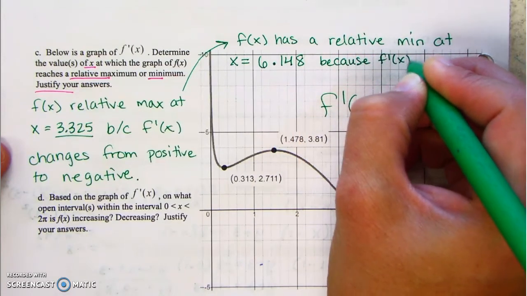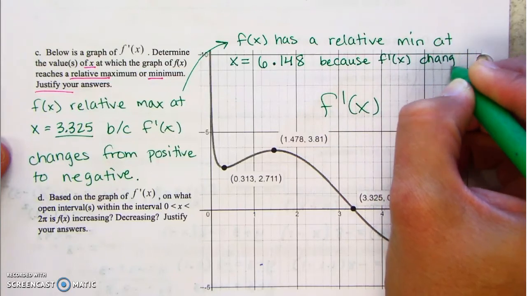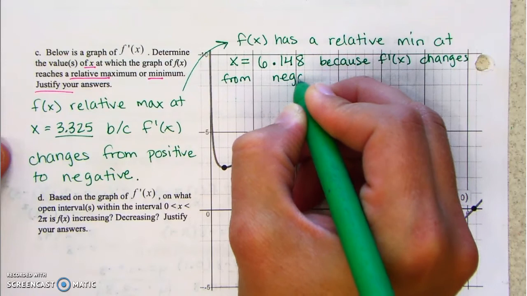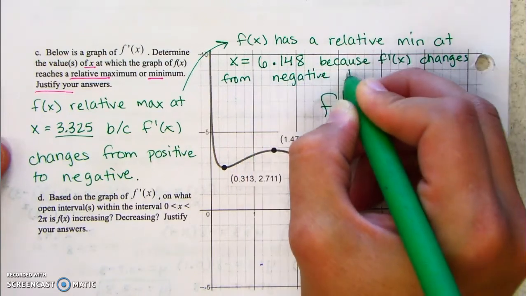Because f prime of x changes from negative to positive.